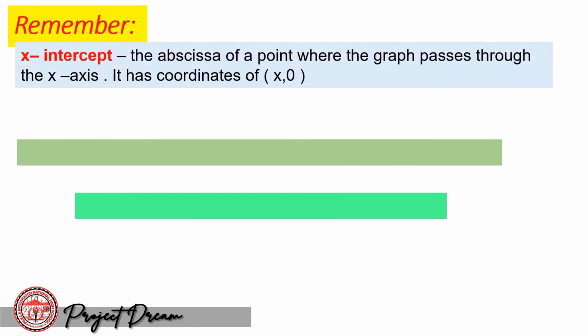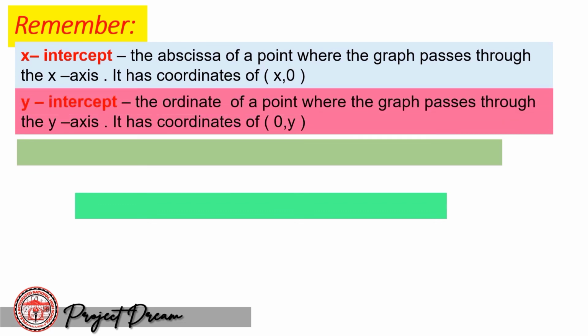In order for you to understand the lesson better, you have to remember the following concepts. The x-intercept is the abscissa of a point where the graph passes through the x-axis. It has coordinates of (x, 0). The y-intercept is the ordinate of a point where the graph passes through the y-axis. It has coordinates of (0, y).